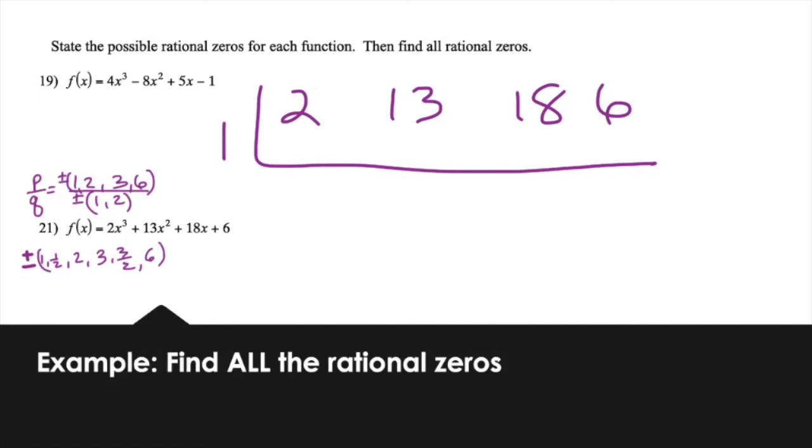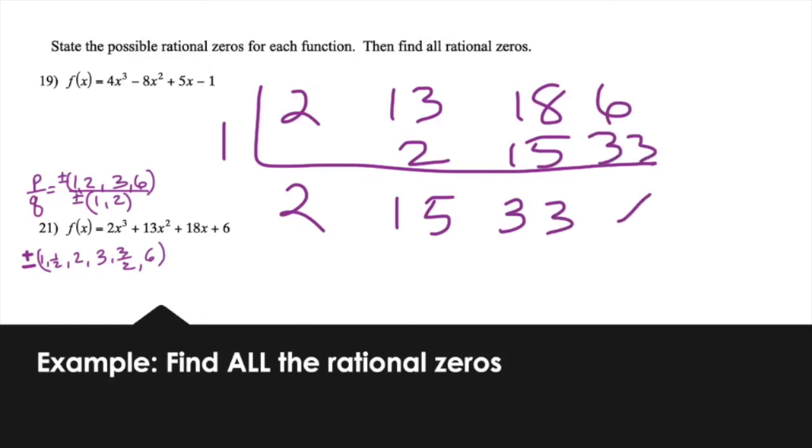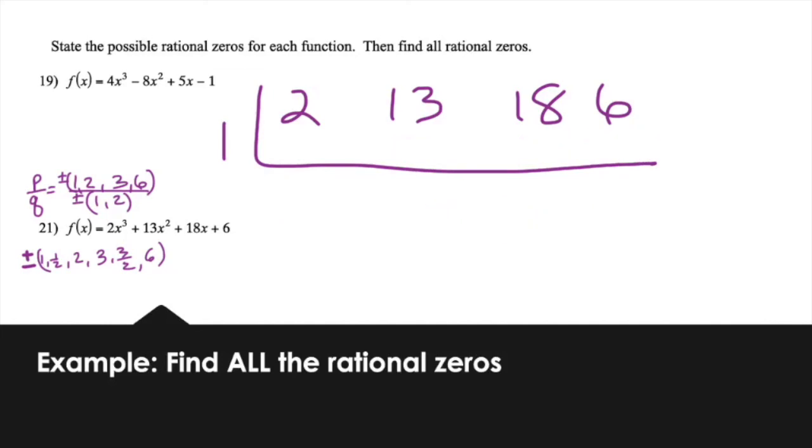Let's try 1. It's the easiest, I think. Bring a 2 down. Multiply, we get 2. Add, we get 15. Multiply, we get 15. Add, we get 33. Multiply, we get 33. And obviously, we do not get a 0. So we have not picked the right one. I think we need to pick a negative because those numbers kept getting bigger and bigger.